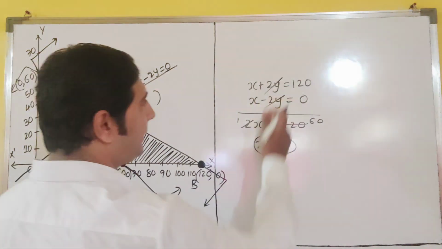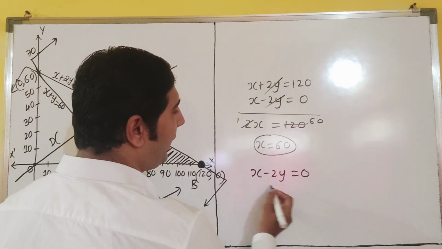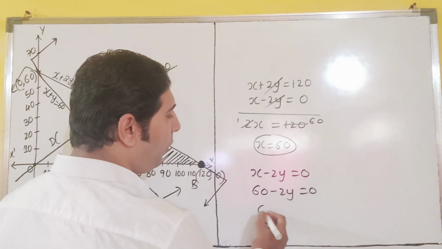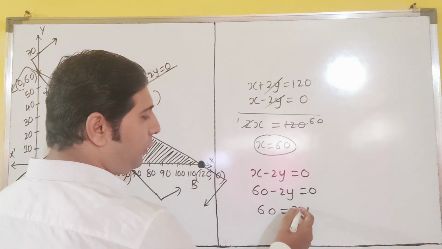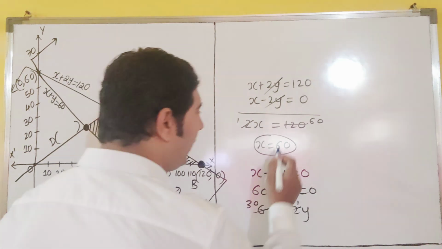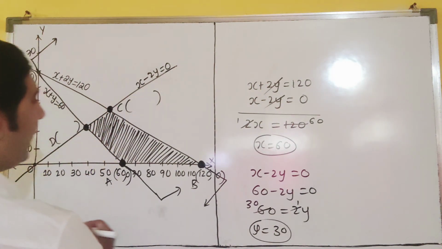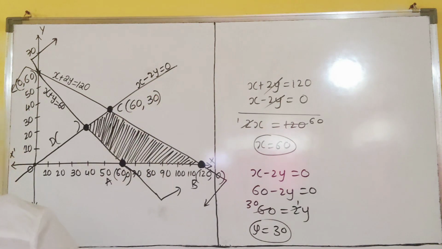So now you can put and see. I will put in this, x minus 2y is equal to 0 is there. X value is how much? 60 minus 2y is equal to 0. Y value will become how much? Minus 2y you take this side, plus 2y. 2 ones are 2, 2 fifteens are 30. So x is how much? 60. Y value will become how much? 30. So then x is 60, y value is 30, dear students.